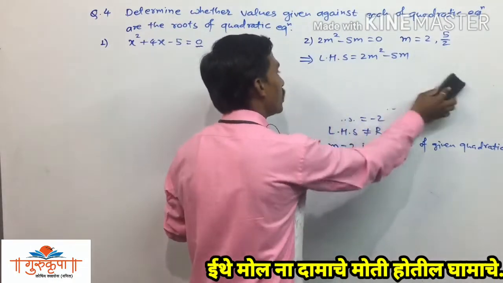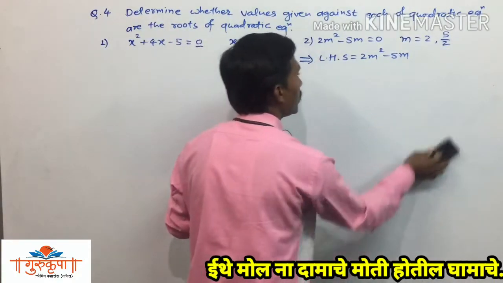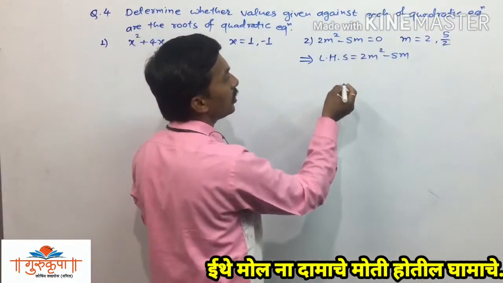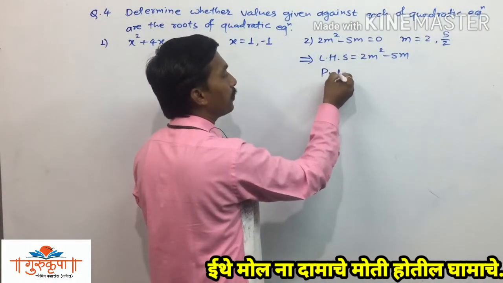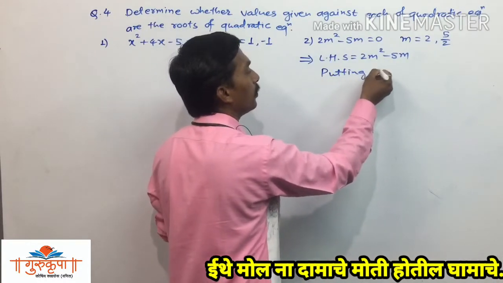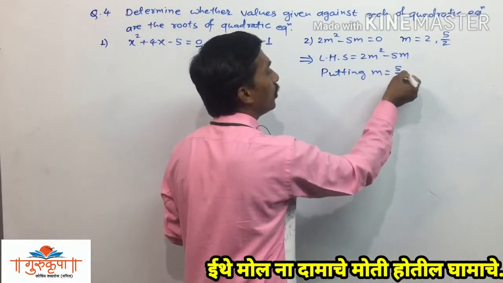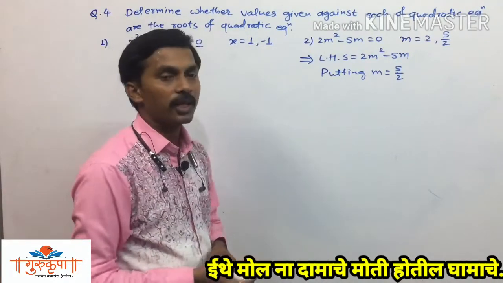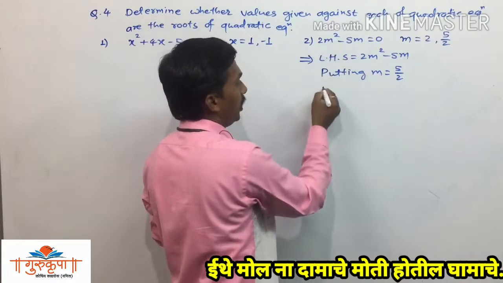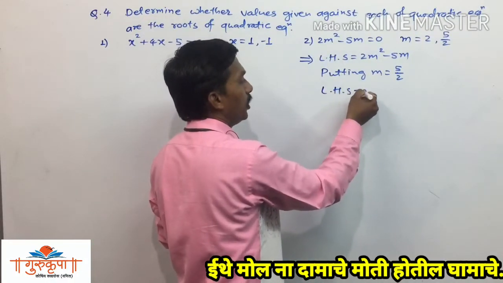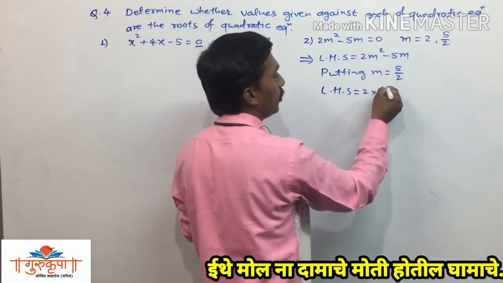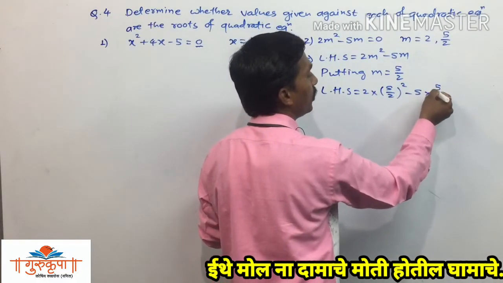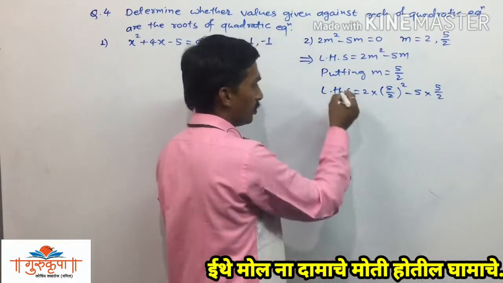So once again we have to write LHS as it is, that is LHS is equal to 2m square minus 5m, putting m is equal to 5 upon 2. Putting m is equal to 5 upon 2, as the value of m is a fraction, we have to take care about the calculations. We will write LHS is equal to 2 multiplied by value of m is 5 upon 2 square of it minus 5 multiplied by value of m is 5 upon 2. So we will calculate this.